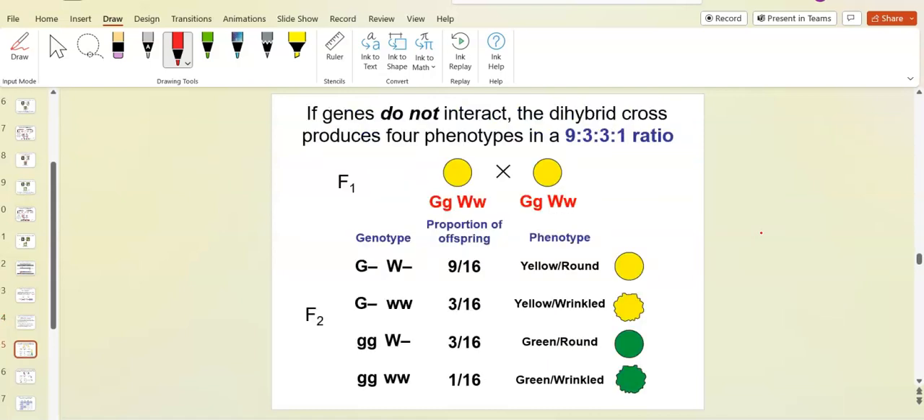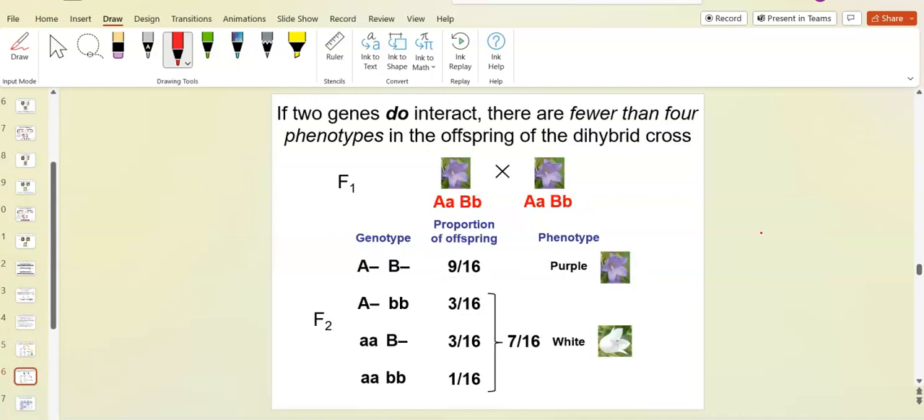And you can go back in the previous lectures and look at that. If we did the seeds, we did the cross, we would expect 9/16 to have both dominant traits, 3/16 to have one dominant, one recessive, 3/16 to have the other dominant and the other recessive, and then 1/16 to have both recessive.